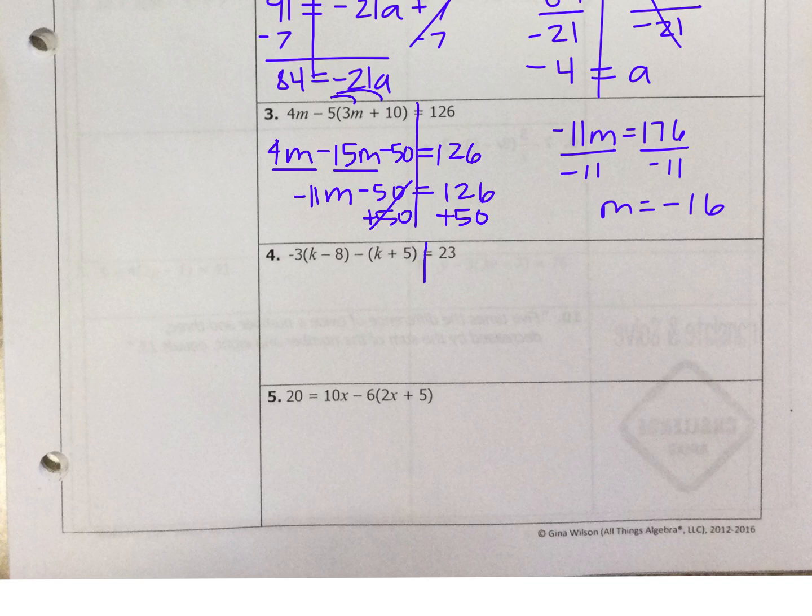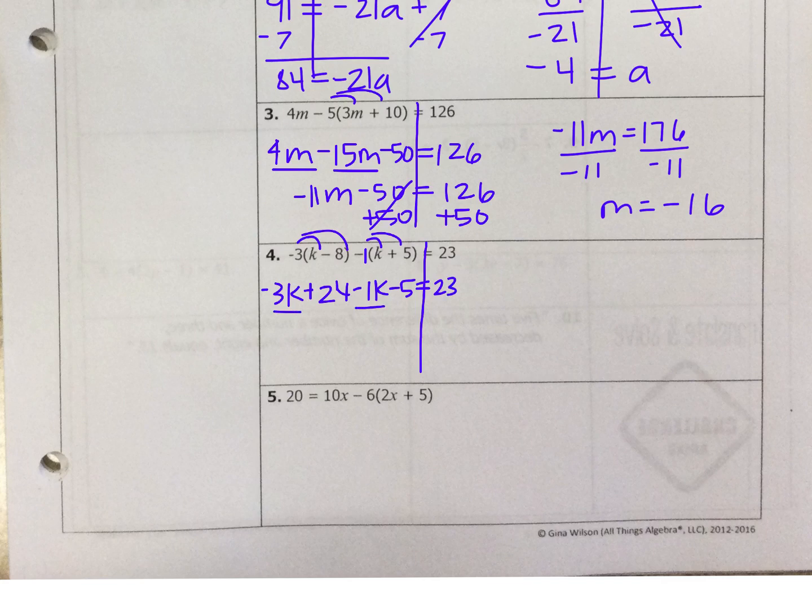So we know how to do everything. It's just a matter of getting it all done. So first step is to distribute. Negative 3k plus 24 minus 1k minus 5 equals 23.